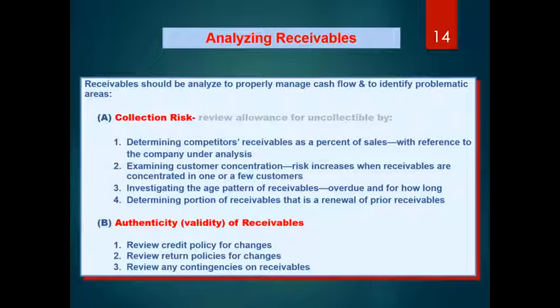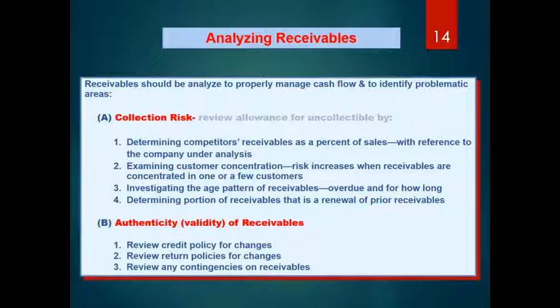So next, investigating the age pattern of receivable. Kita kena tengoklah sama ada account receivable kita ni, customer kita selalu overdue ke, ataupun berapa lama dia masa untuk bayar. So kita daripada pattern dia bayar tu, kita boleh agak lah dia punya collection risk higher or lower. Next, determine portion of receivable that is renewal of prior receivable. So this is how we're going to analyze the collection risk.